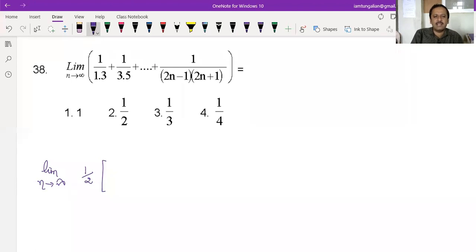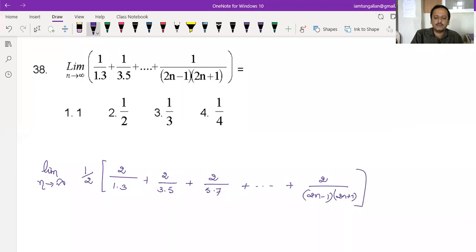Limit n tends to infinity 1 by 2. I'll multiply and divide by 2 for each of these terms. 2 divided by 1 into 3 plus 2 divided by 3 into 5. Next term will be 2 divided by 5 into 7. And so on. Finally, 2 divided by 2n minus 1 into 2n plus 1. Okay. I have multiplied and divided by 2.